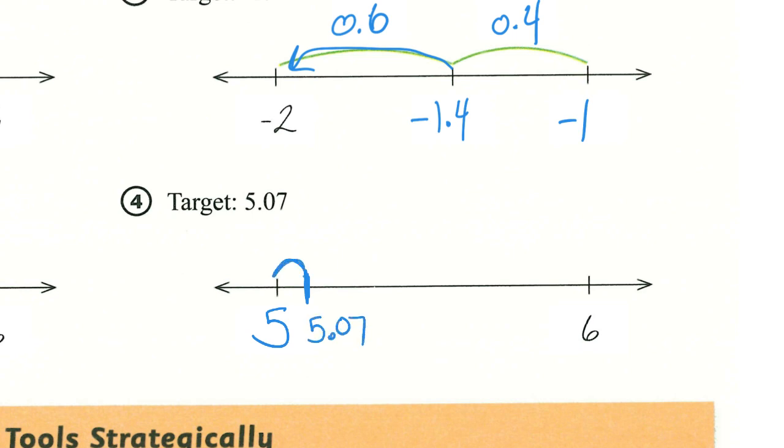Now, distances on this one, to 5 is going to be 0.07 away, and then from 6, that's going to be 0.93 away from 6. And what we really did here is we subtracted 6 minus 5.07 is going to be 0.93.